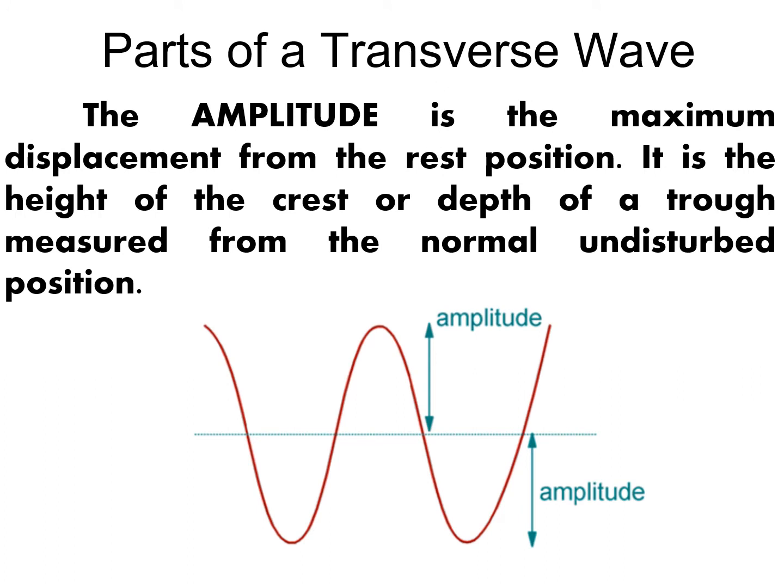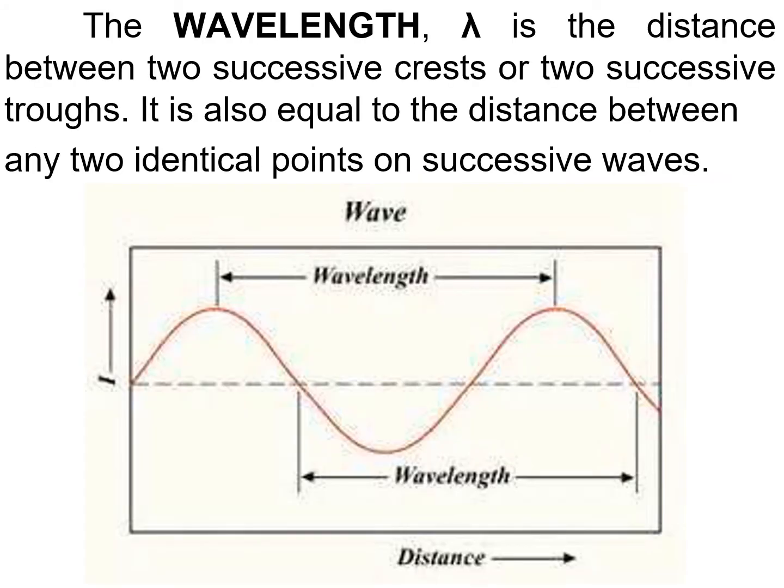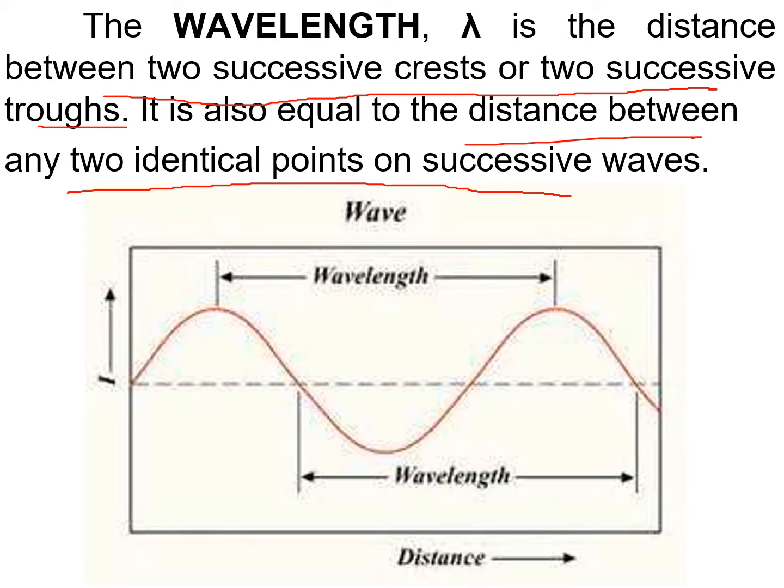The amplitude is the maximum displacement from the rest position. It is the height of the crest and the depth of the trough measured from the normal undisturbed position. The wavelength is the distance between two consecutive crests or two successive troughs. Always remember that. It also equals the distance between any two identical points on successive waves.